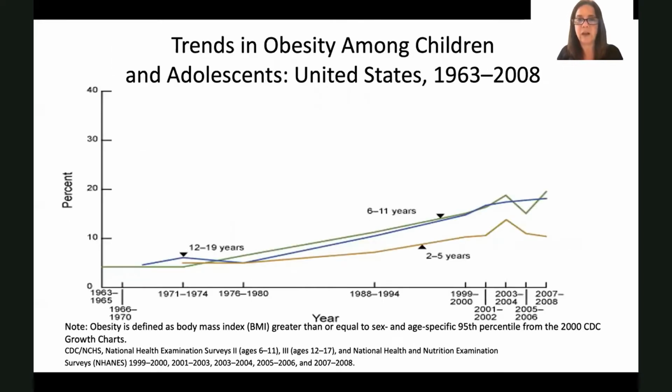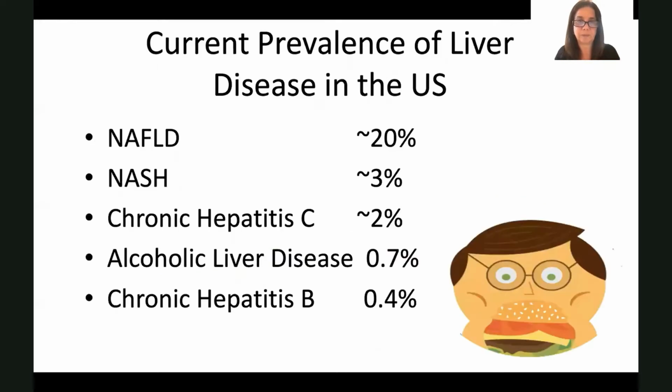There's just nothing about trends in obesity among children and adolescents in the United States that makes us feel we are significantly affecting the curves. This is showing data up until 2008. There's been a little bit of stabilization, but the bottom line is it's been on the up and up.